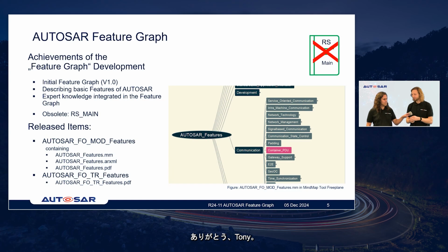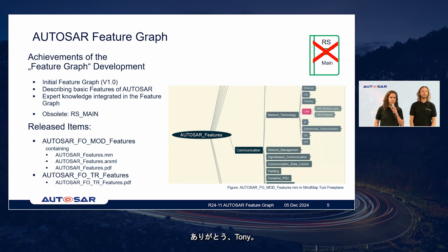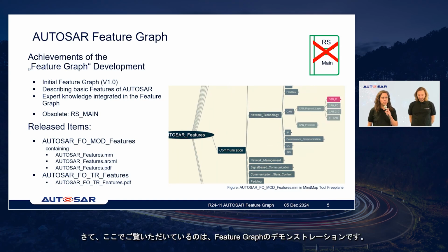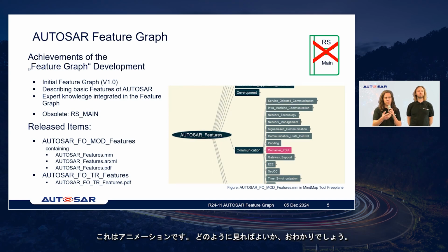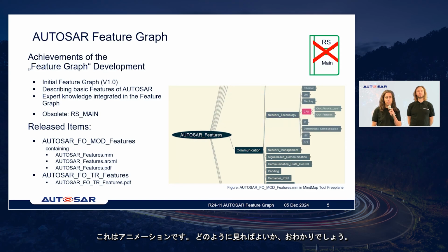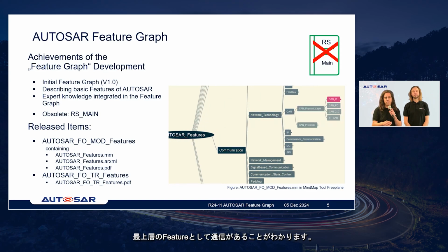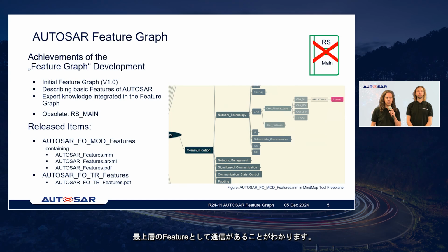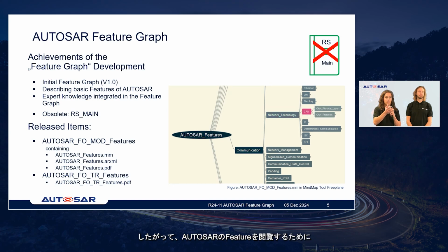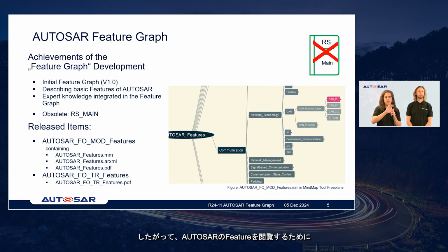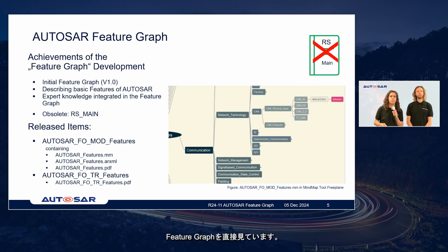Thank you, Tony. What we see here now is a demonstration of the feature graph. It's animated, and you can see how you can browse it. There's a top-level feature, communication. It has network technology, and under network technology you find CAN. So you directly see that the feature graph can be used to browse the features in AutoSAR.